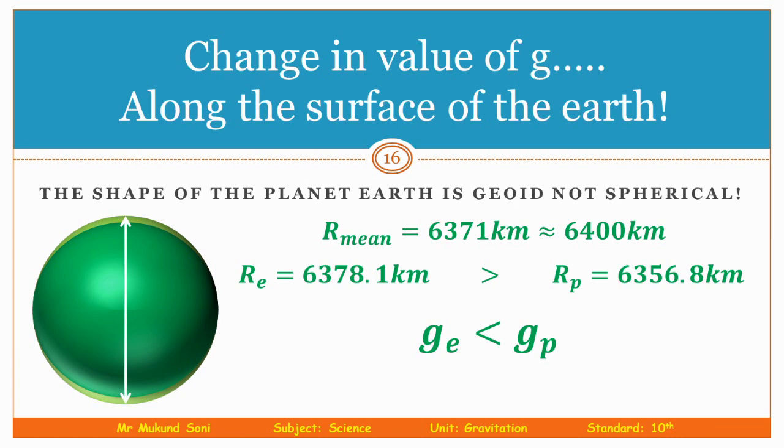It is not uniform. Why? Because the shape of the earth is not uniform. It's a geoid. It's a little flat at the pole side. This is the reason why that is less and why this one is greater, even if the radii are that way, because they are inversely proportional and squared.